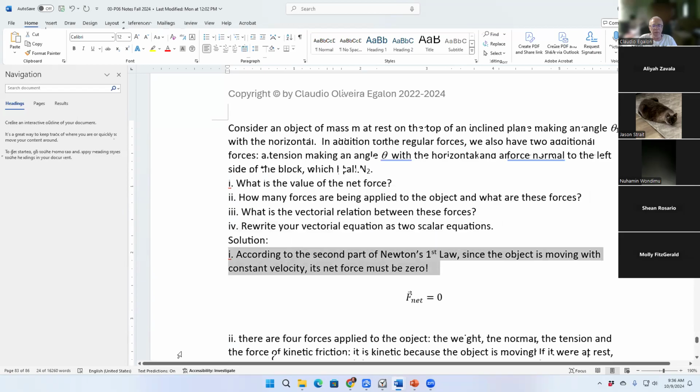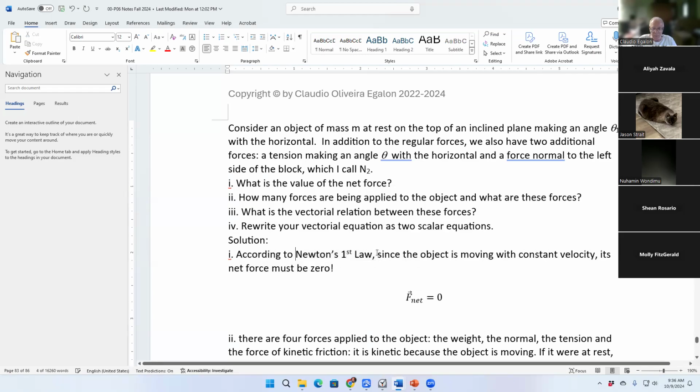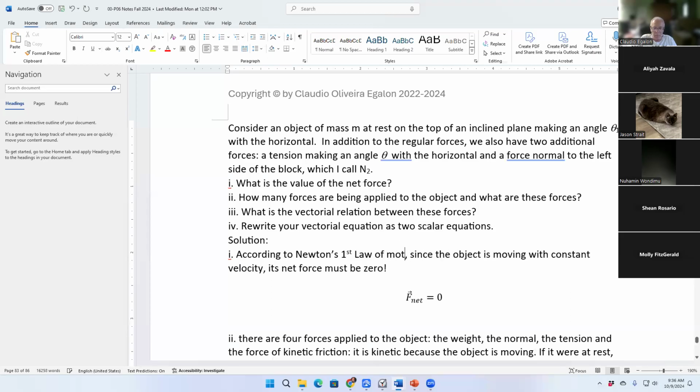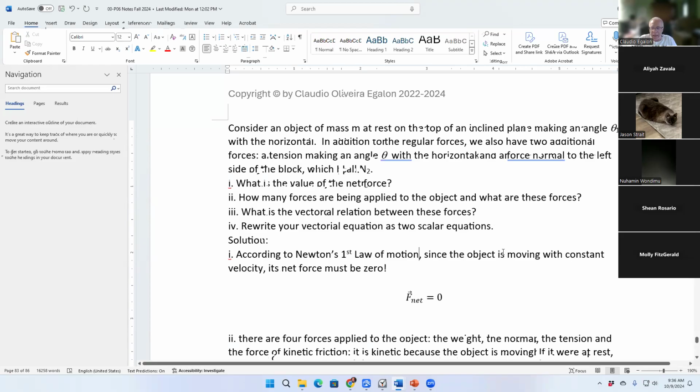Because the object is at rest, we use Newton's first law of motion. Remember, I combined the first and second part of Newton's first law into a single law. Since the object is at rest, its net force must be zero.